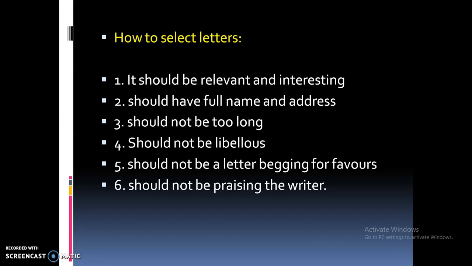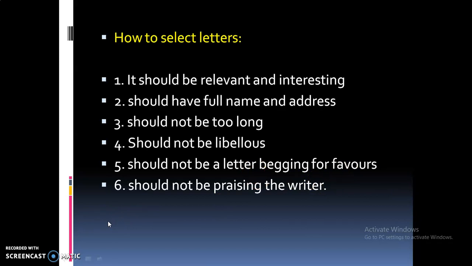And the fourth point is, letters should not be libelous or defamatory. You cannot scold or abuse a person. Such letters will not be entertained. They will not be published. And the fifth point, letters should not be begging for favors, like if you need a laptop, or if you don't have proper data or net, you cannot ask for such favors. So letters should not beg for favors.